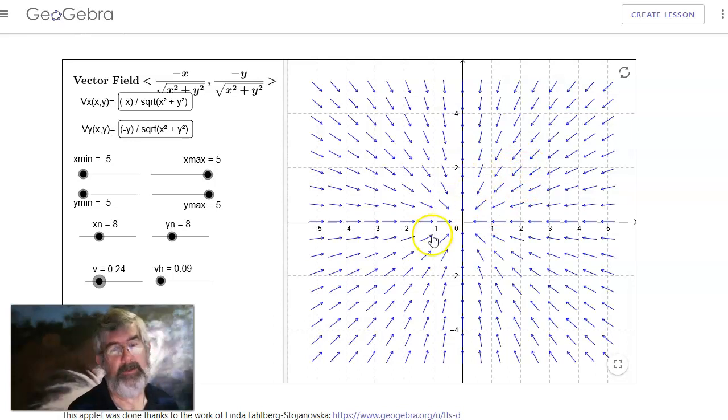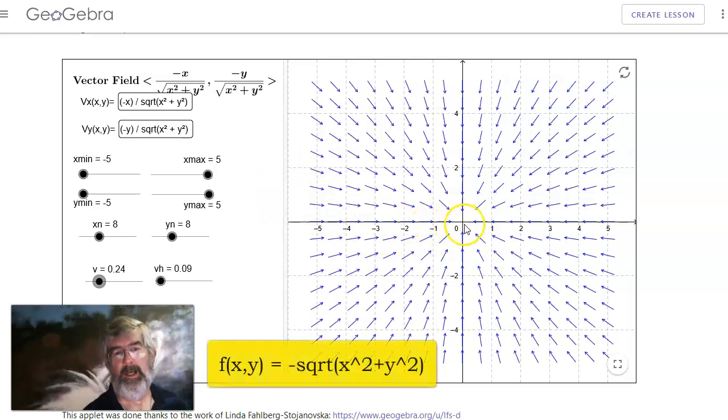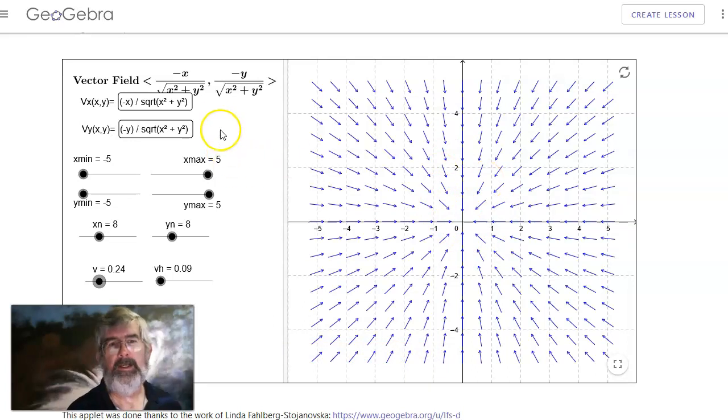Is this a gradient field? It turns out it is. It's the gradient field for an upside down, well, an upside down cone. So it would be like z equals minus the square root of x squared plus y squared. I'll say probably need that over 2, but I don't think you do. So z equals minus the square root of x squared plus y squared would be the function whose gradient is this, and it's producing this vector field.